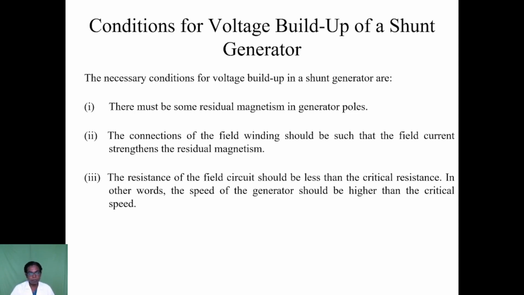And the connection of the field winding should be such that the field current strengthens the residual magnetism. The resistance of the field circuit should be less than the critical resistance. In other words, the speed of the generator should be higher than the critical speed. When these conditions are met, voltage build-up of the shunt generator is possible.